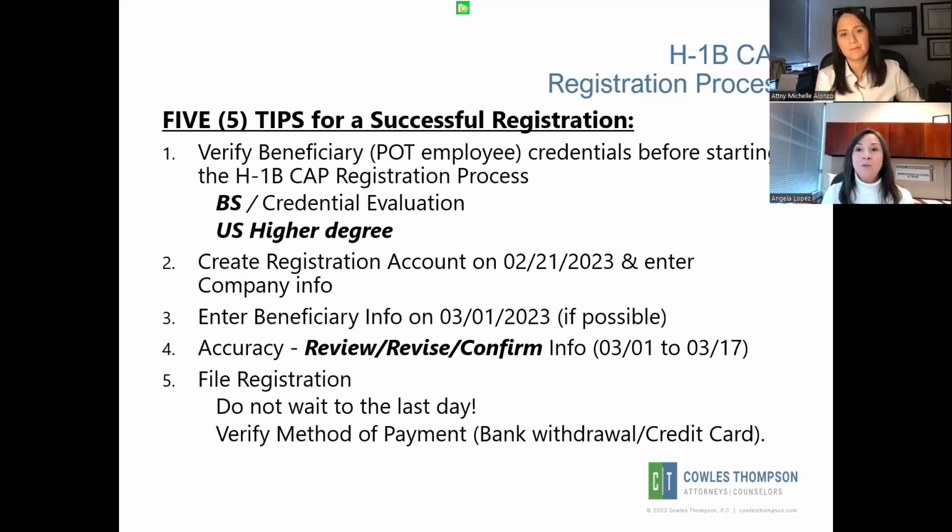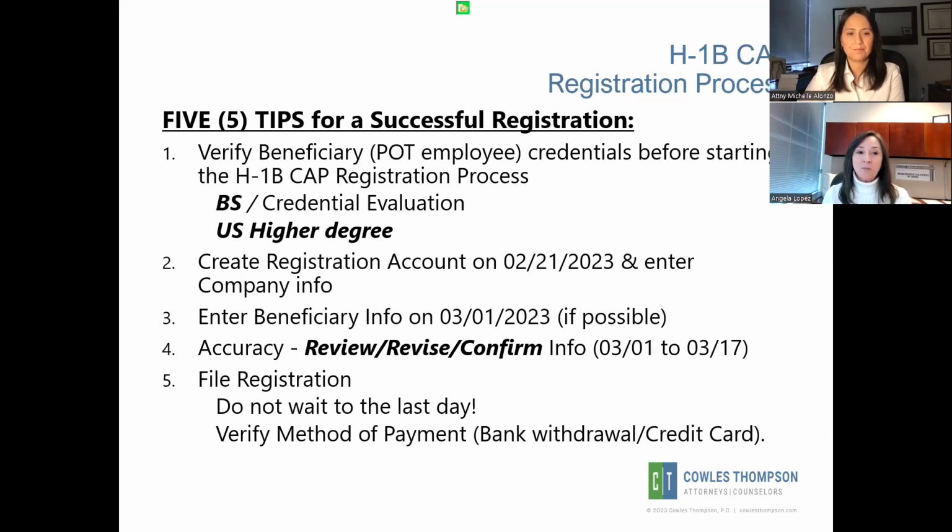Do it before you submit that petition. Go through the information, get the employee, or the prospective employee, to go through their information, make sure everything is accurate, because that's the basis for your H-1B visa petition, and you don't want the H-1B visa petition to be rejected because the registration was not properly done.